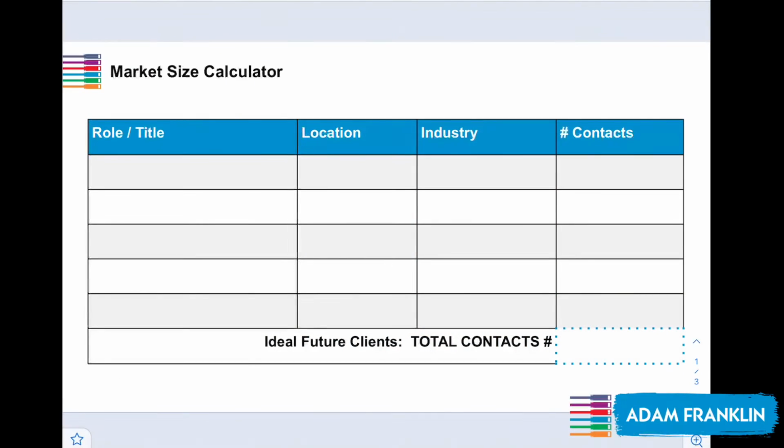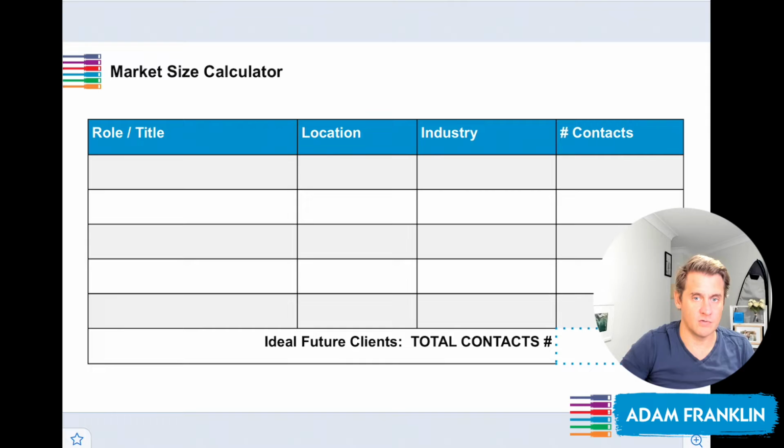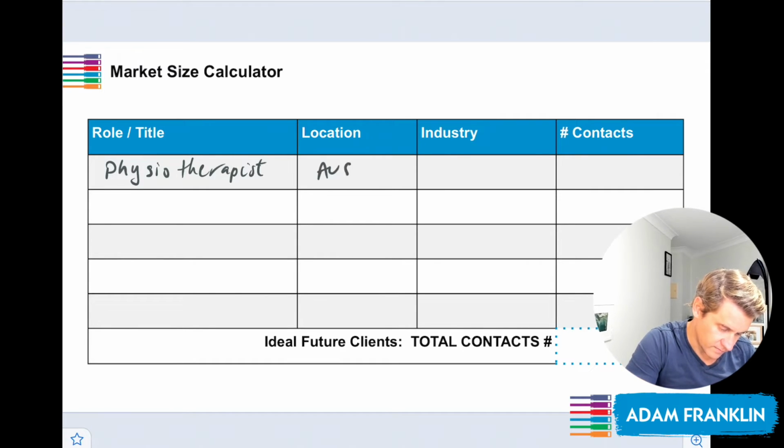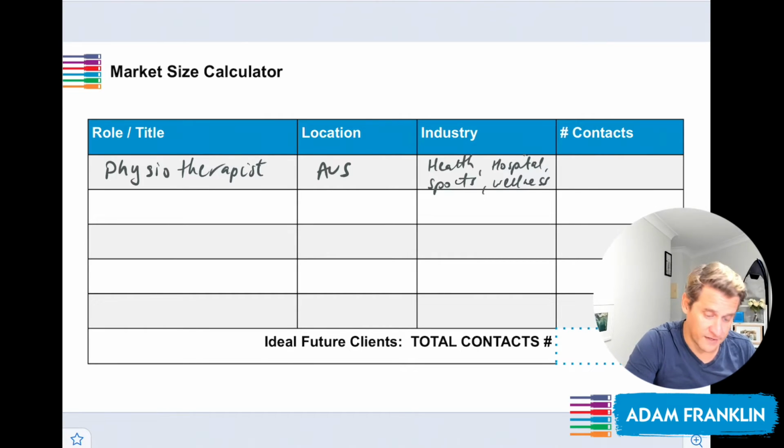Now, what we want to do on the actual document here is to type in here: physiotherapist, location Australia, industry health, hospital, sport, and I think it was wellness. And what that gives us is 18,000 contacts. All right, so that's a good start.